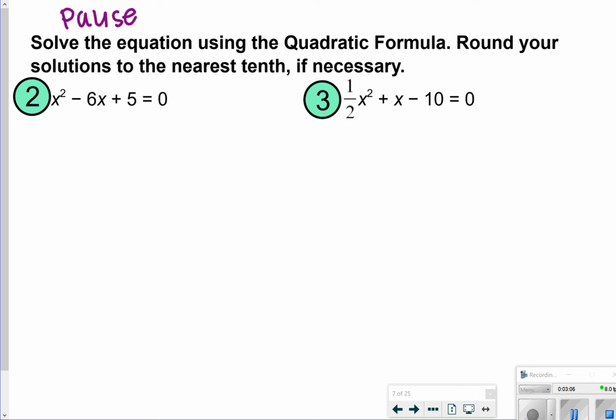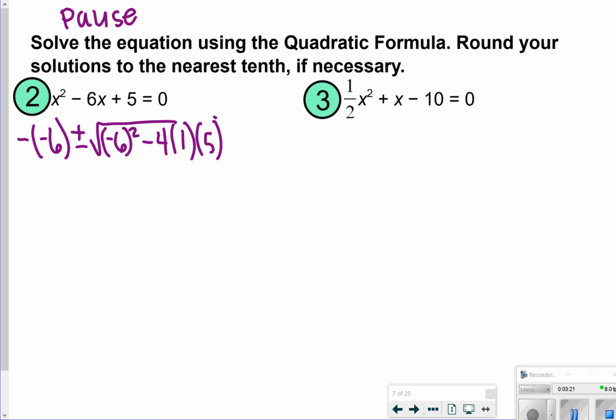Alright, so for number 2 we have negative b, which is negative 6, and then plus or minus square root b squared, negative 6 squared, minus 4ac, so 4 times 1 times 5, all over 2a, which is 2 times 1. There we go. Alright. And we will round to the nearest tenth if needed here.